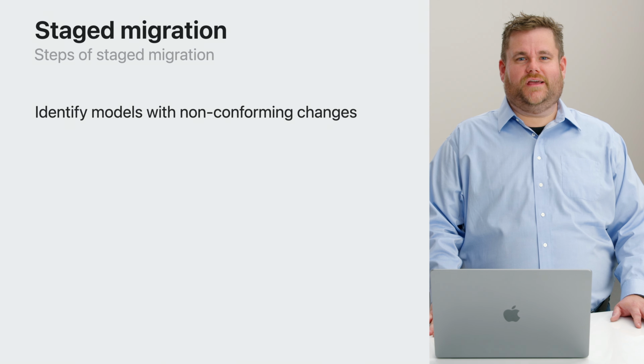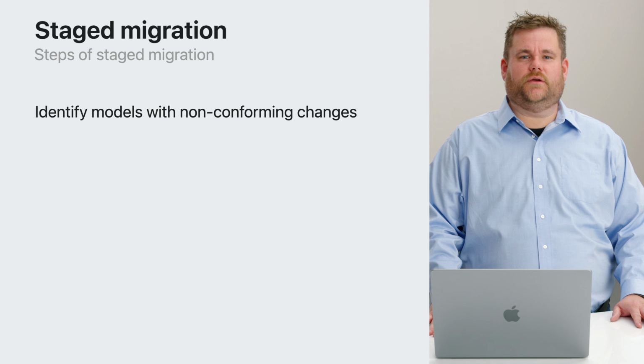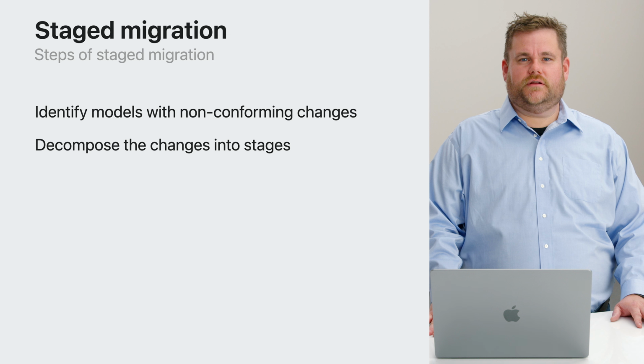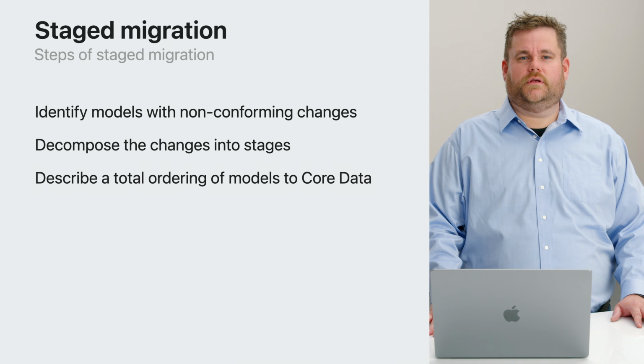To use this API, there are several steps you'll need to take. Determine when changes to your model do not conform to operations supported by lightweight migration. Decompose non-conforming model changes into a series of conforming model changes that are supported by lightweight migration. Describe a total ordering of NSManagedObjectModels to Core Data using the new staged migrations APIs.